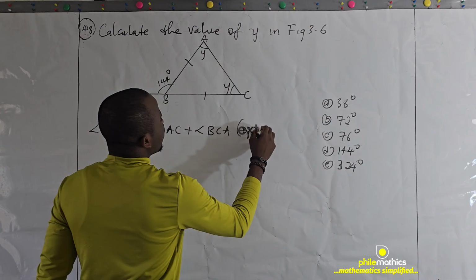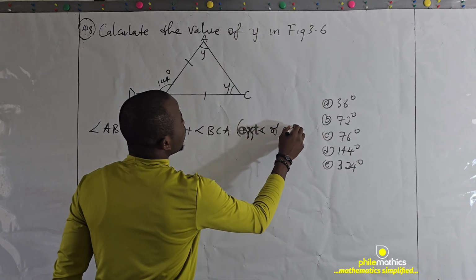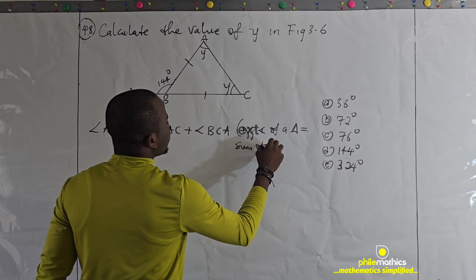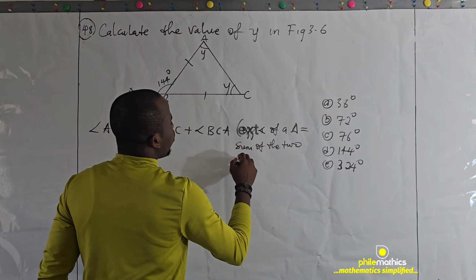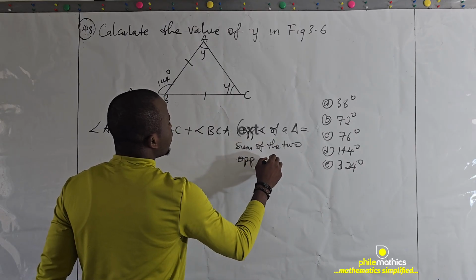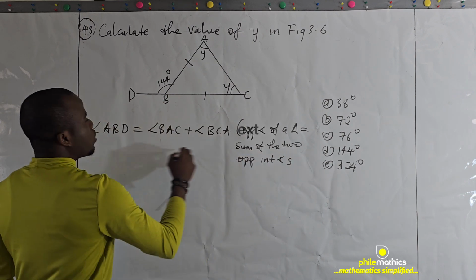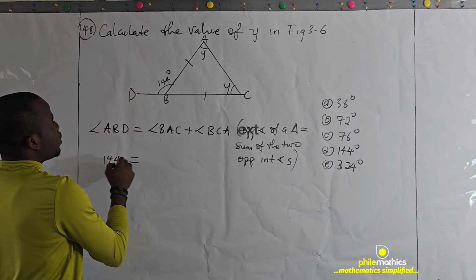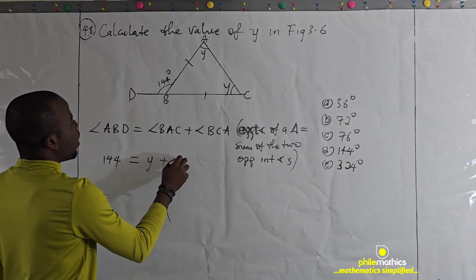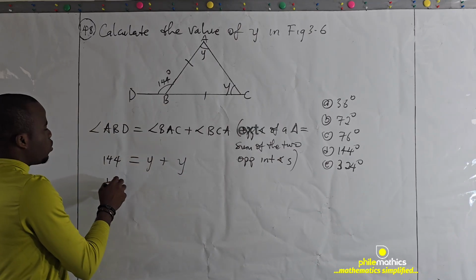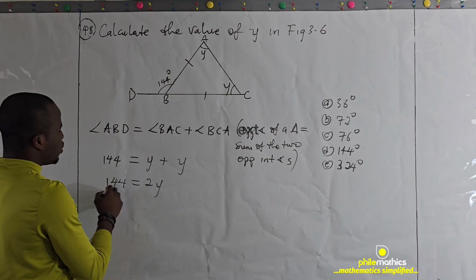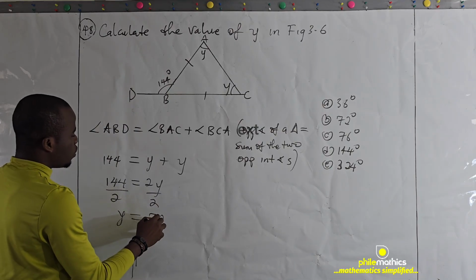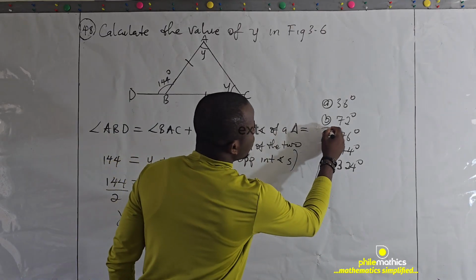Exterior angle of a triangle equals the sum of the two opposite interior angles. So 144 degrees has to equal y plus y. And so 144 equals 2y. Divided by 2, that will get y to be 72 degrees, which is B.